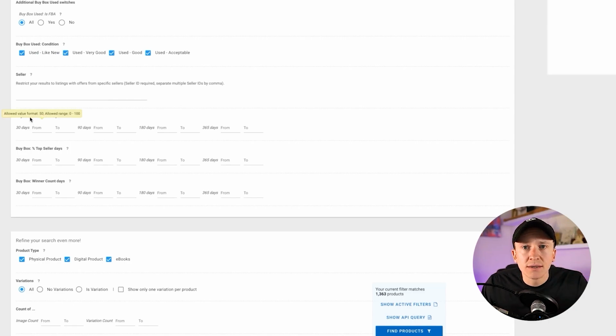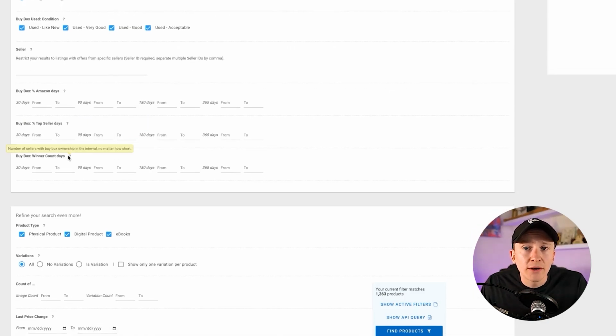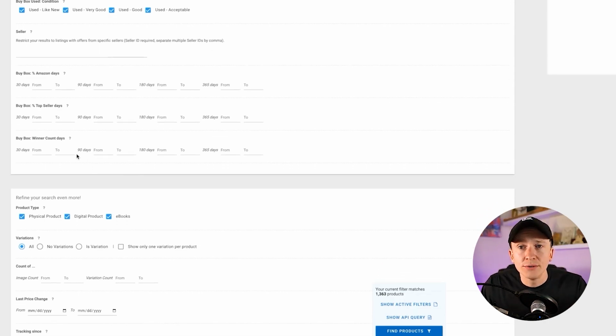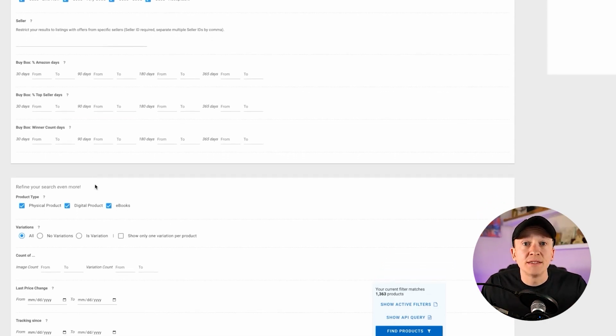You can also take a look at the buy box percentage, the Amazon buy box share that they've got here. Same with the top seller share. And then you have the buy box winner count days, which is the number of sellers with buy box ownership within the 30-day period. So let's say within 30 days we want to see 4 different people won the buy box, or maybe over 90 days we want to see 6 people won the buy box. We can play around with these numbers to get more specific with those searches. I'm not going to touch it. I really don't use this that often, but it's definitely something to be aware of.